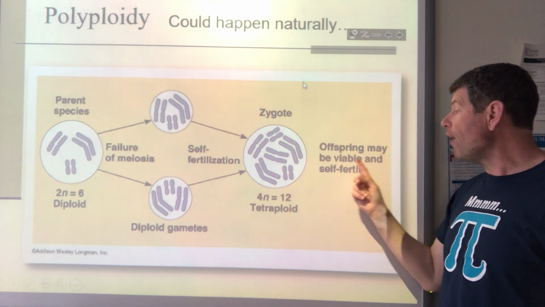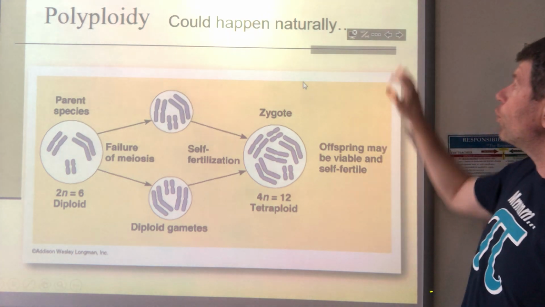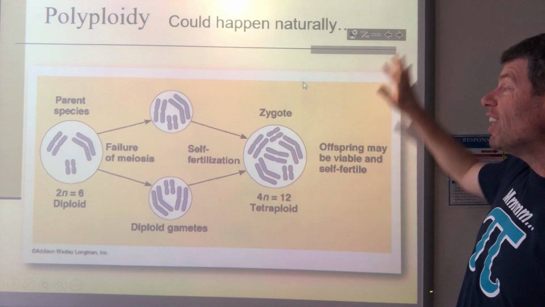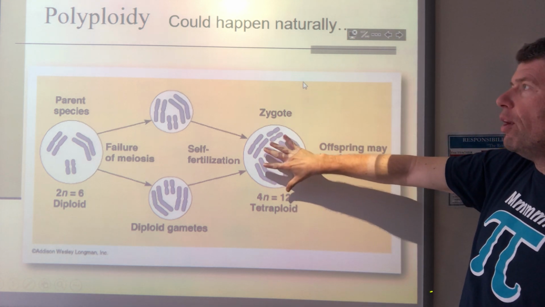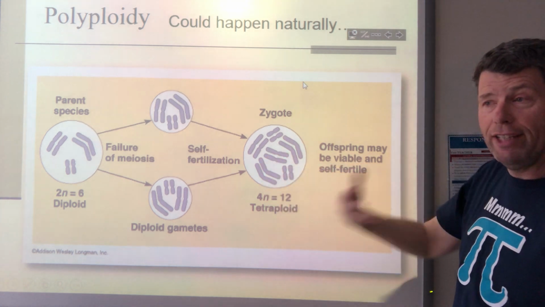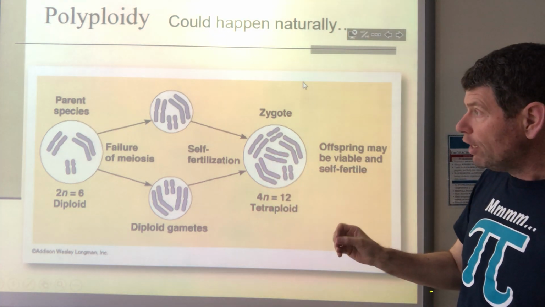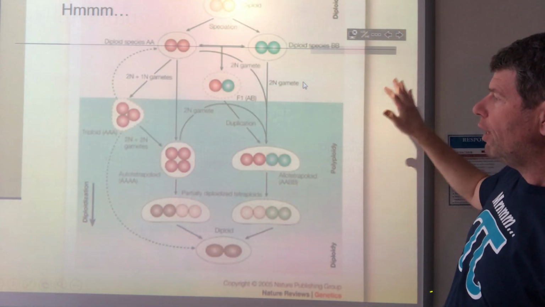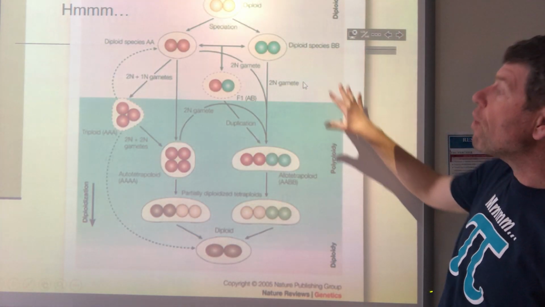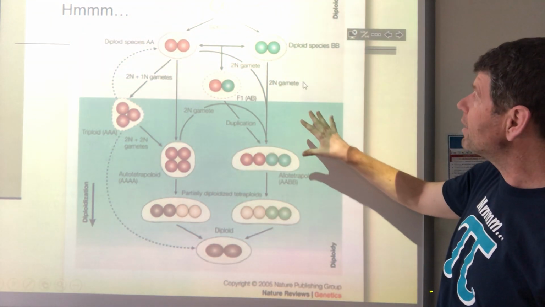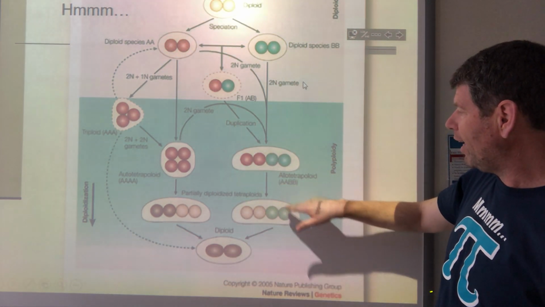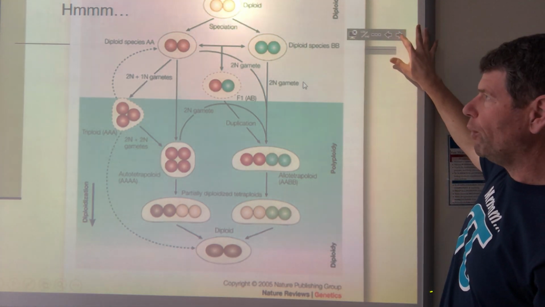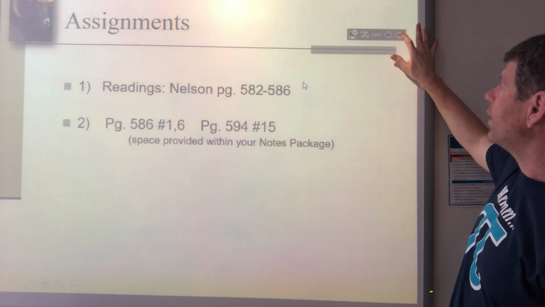And the offspring may be viable and be self-fertile. So it can happen naturally, and it does happen with plants quite a bit. Quite often, sometimes the polyploid individual is not fertile, especially triploids, where you only have 3 copies. All right? We're not going to get into this fairly complicated situation here about creating, again, tetraploids from a diploid organism, but it's a little more complicated than we really need.